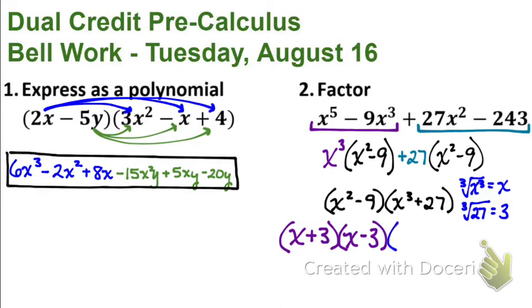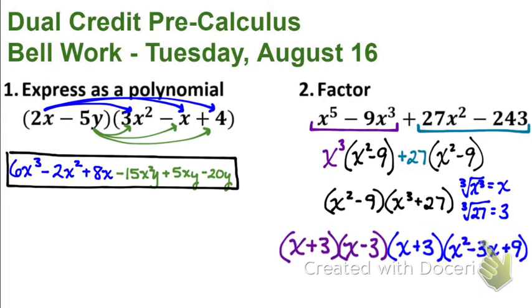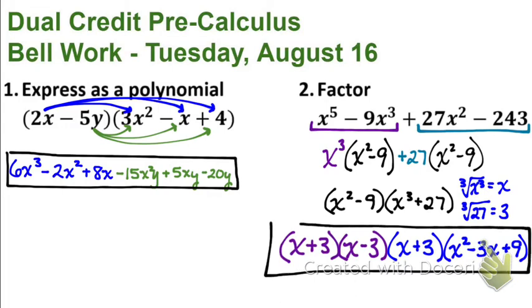So how will this guy factor? Give me my linear factor first. X plus 3, same sign in my linear factor. And then x squared minus 3x, opposite sign there, plus 9. Can I factor any more than that? No, your quadratic on a sum or difference of cubes will always be irreducible.